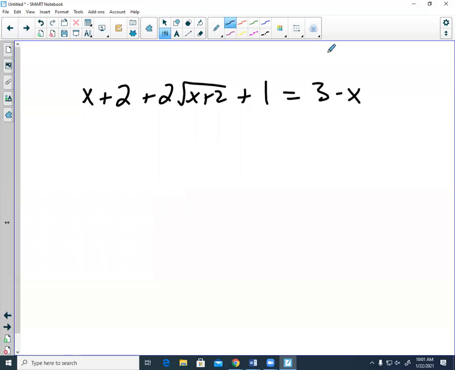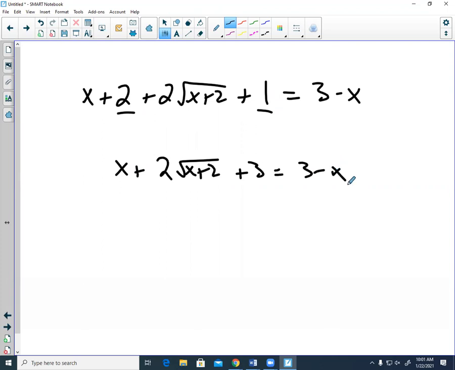So this is where we left off yesterday. My job for you is to try and isolate the radical and solve it to the best of your ability. Because as of this point, it looks like a step 2 type equation. So I'm going to combine all of my like terms. Obviously, I can put the 2 and the 1 together. So it's going to end up making x plus 2 times the square root of x plus 2 plus 3 equals 3 minus x.